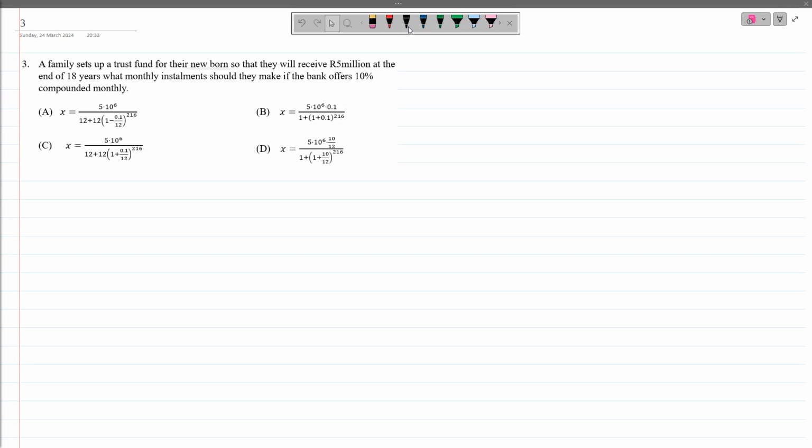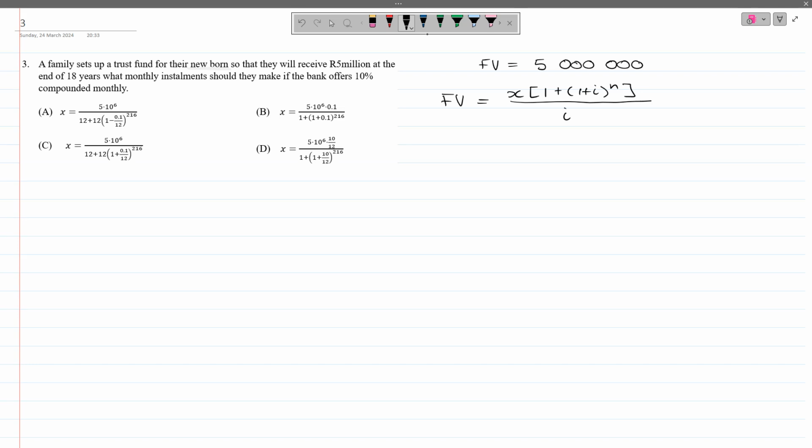So this is a future value type of problem, and here the amount that they're trying to save up, which is the future value, is 5 million. So you can either write 5m or write it out in numbers. Then you need your future value formula. As you can see, most of the answers here are reflective of the future value formula. So we get that the future value is equal to the monthly installments, which is x, times (1 plus i) to the power of n, close those brackets, and then make it all over i.